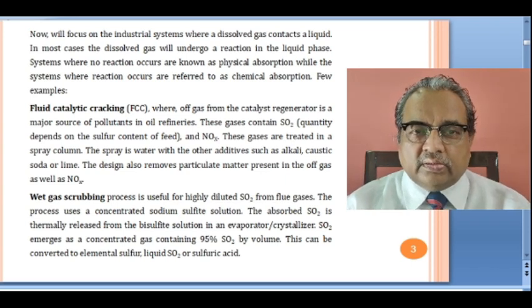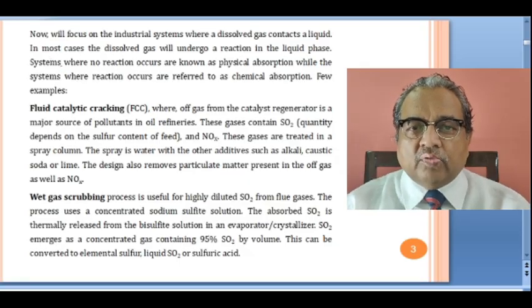Now, as far as the industrial systems go, we have many industrial processes where dissolved gas contacts with liquid. In most of the cases, dissolved gas will undergo a chemical reaction in liquid phase. Systems where no reaction occurs are known as physical absorption processes, while the systems where reaction occurs are referred to as chemical absorption processes. We'll see a few common examples.